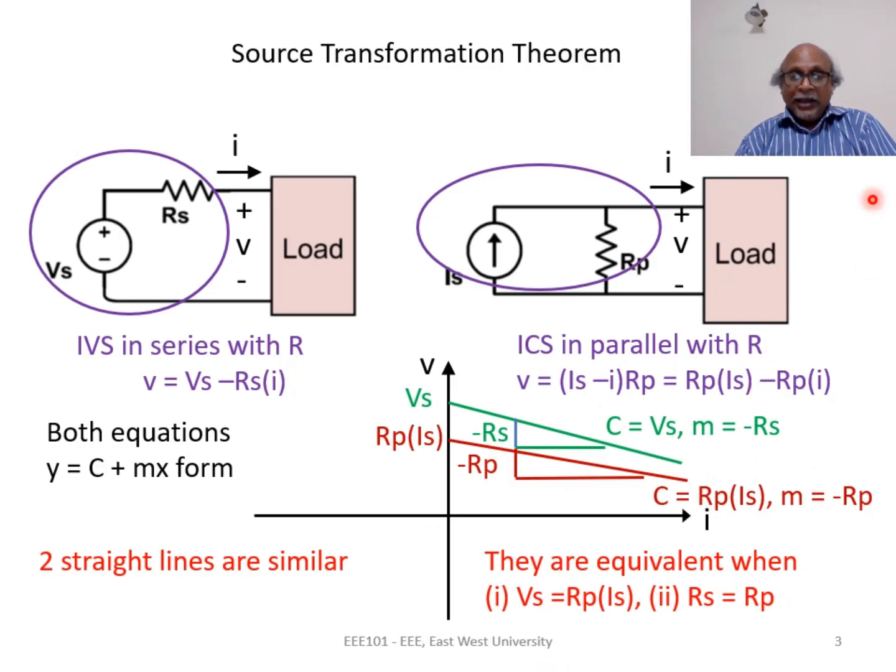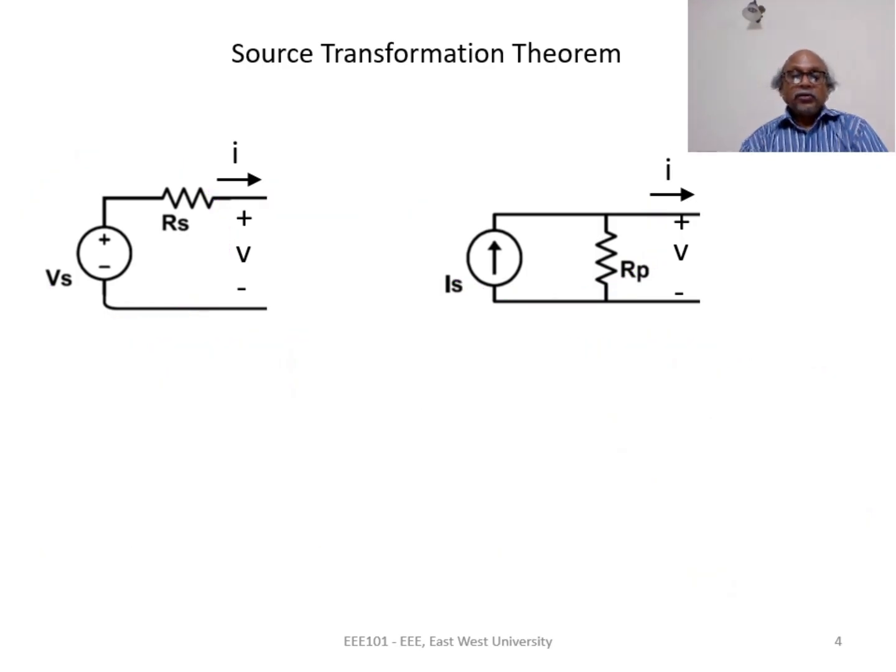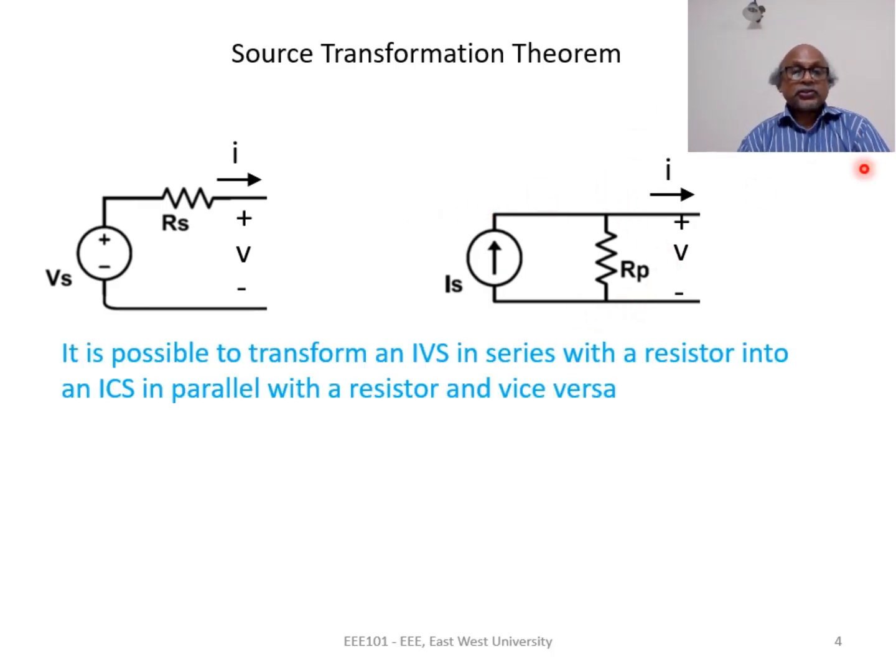Having this knowledge, now we can say that it is possible to transform an ideal voltage source in series with a resistance into an ideal current source in parallel with a resistance. So this is where the source transformation theorem comes into play. It does not transform an ideal voltage source into an ideal current source or vice versa. Rather, it represents a transformation between an ideal voltage source in series with a resistance and an ideal current source in parallel with a resistance.